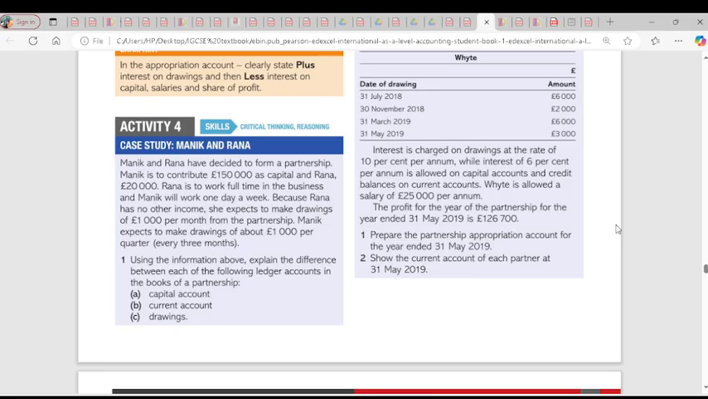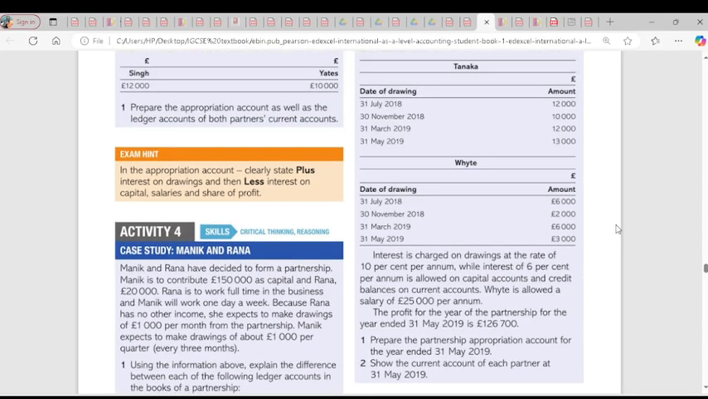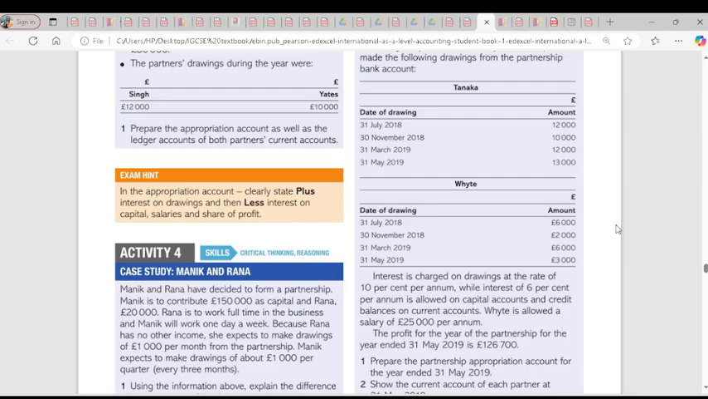Latif, please explain, we have to do partnership and current account, yeah? Hello, we have Tanaka. So we're going to the capital account now, the interest charge on the drawings. We have to calculate it for each month. For Tanaka, we have 31st of July 2018, 12,000. How to prepare it: you write the amount, which is 12,000, the date of the drawings, the number of months, then the interest charged on each month.